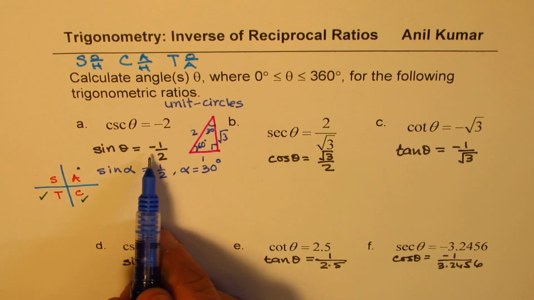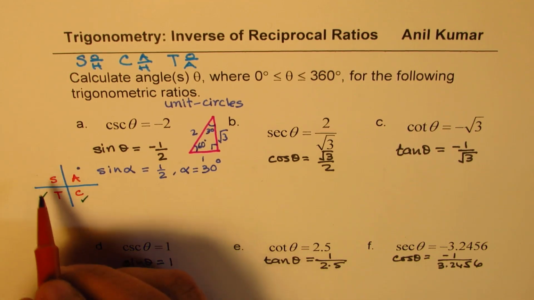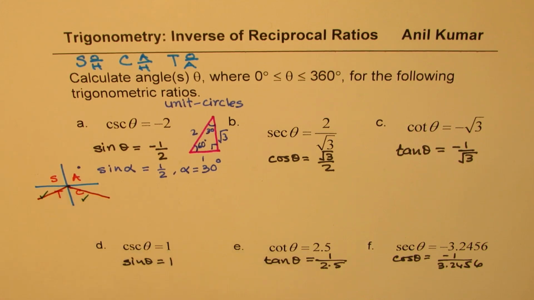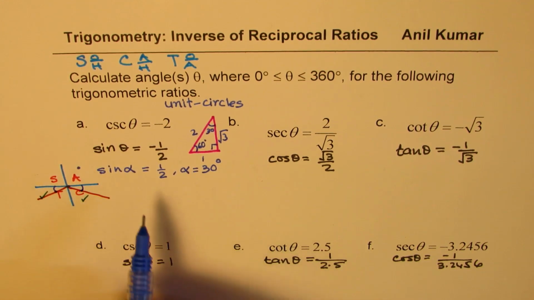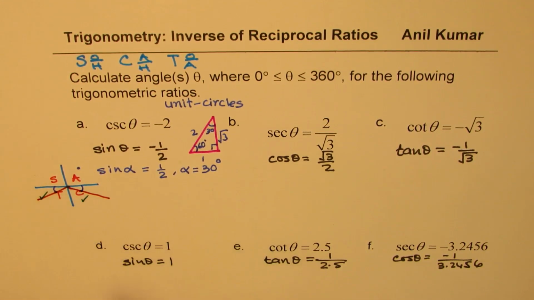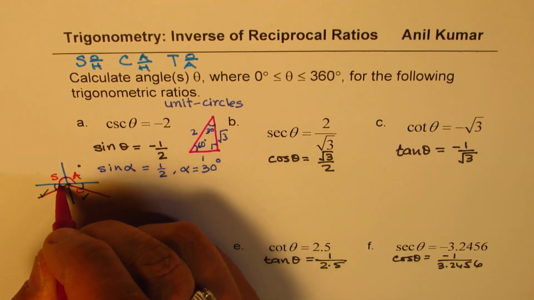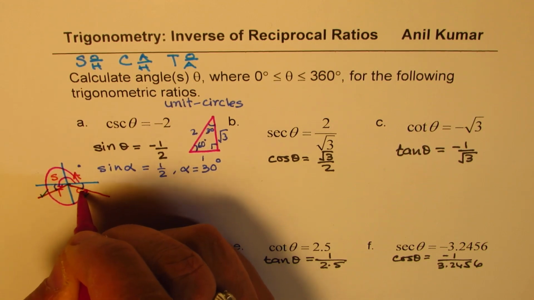But what do we need? We need negative half. Okay, so where is negative half? Negative half is the value of sine when the angle is in quadrant 3 or 4. However, the acute angle will be 30 only, right? So this is 30 degrees. We have to always report the principal angle. So I hope you understand what I'm saying. We have to give this as our answer. What is this angle and what is that angle? You get the idea, right?